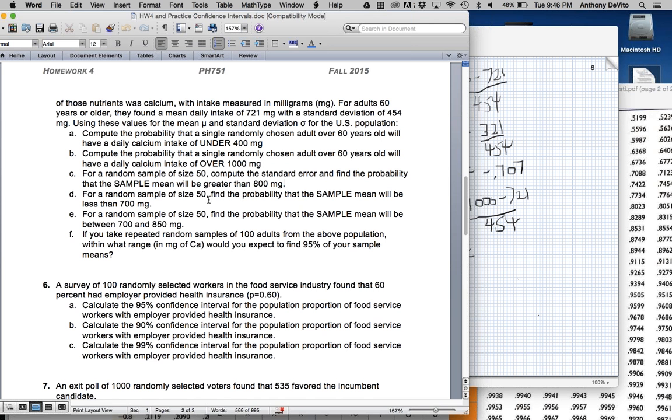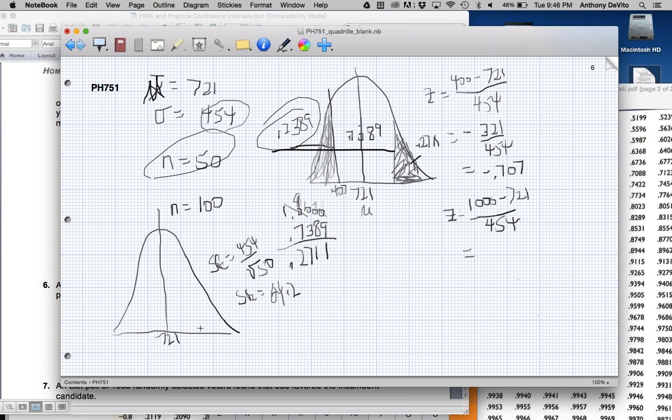Okay, so now I go back and I answer my question, which is for random sample size 50, compute the standard error and find the probability a sample mean will be greater than 800. Well, now 800 is here. So what's the probability that I would get a sample mean in that area? Well, what's the z-score for 800? The z-score for 800 is going to be 800 minus 721 over, instead of standard deviation, over the standard error, which is 64.2.